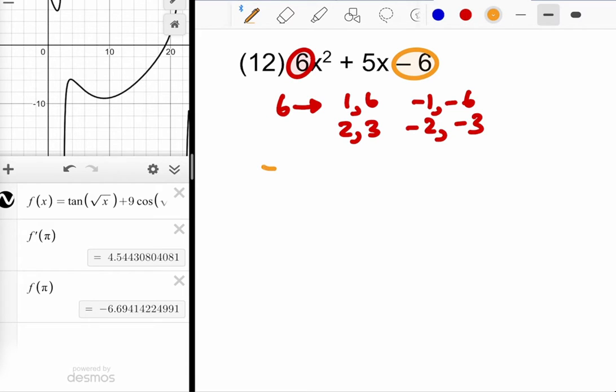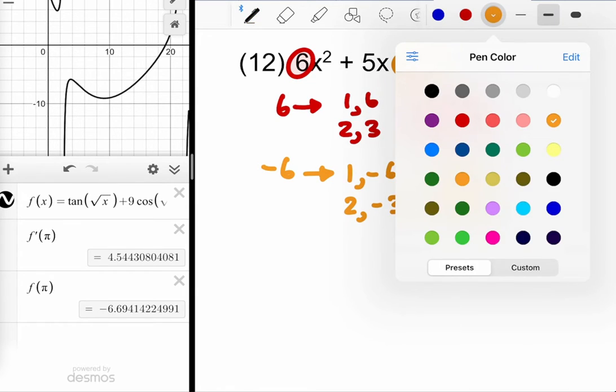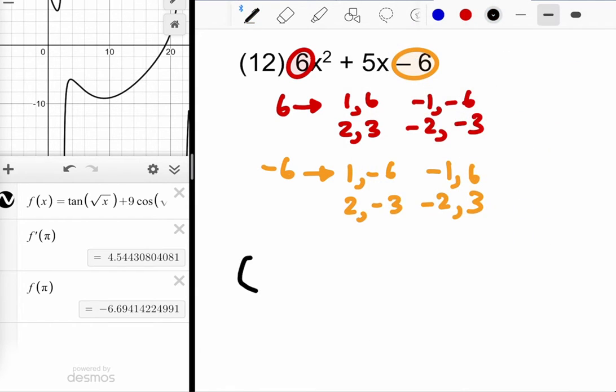Then we have a -6. Same deal, except the signs are going to be different. Not just different from what we just wrote, but different from each other. So one's going to be positive and the other's going to be negative. So 1 -6, -1 +6, 2 -3, -2 +3. All these possible pairings, they make things interesting. Let's put it that way.